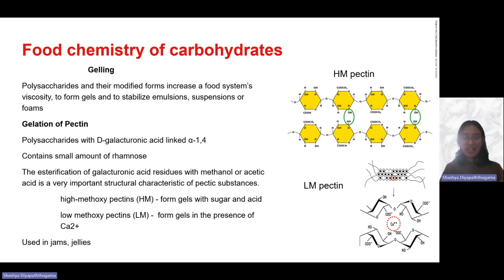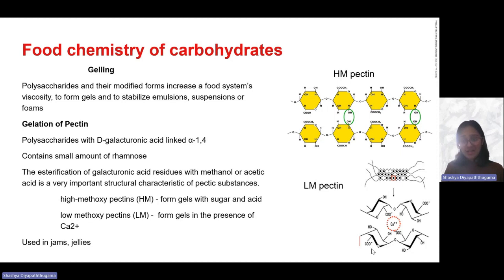Anyway, there are two types, high methoxypectin and low methoxypectin. The top diagram in yellow color is high methoxypectin. This can form hydrogen bonds among the sugar molecules, and it forms a gel like that. For this gel to form, it is preferable to have a low pH, like a pH less than 3.5. So in the presence of low pH or acid, and when we have sugar and pectin, it can form a gel in the food system.